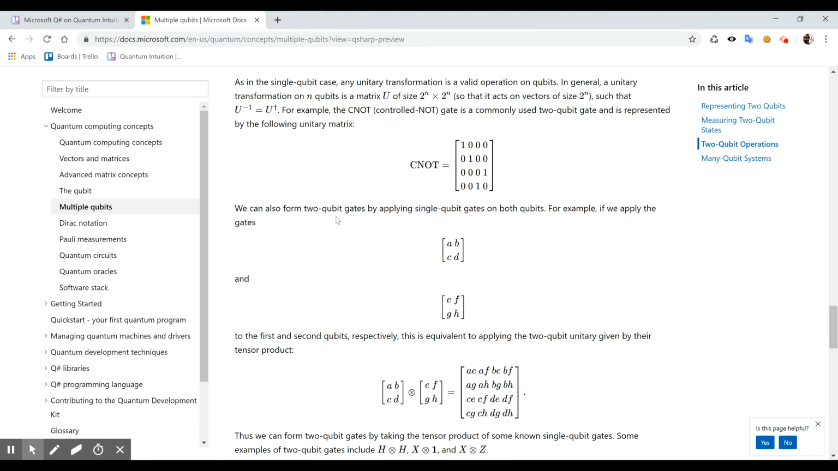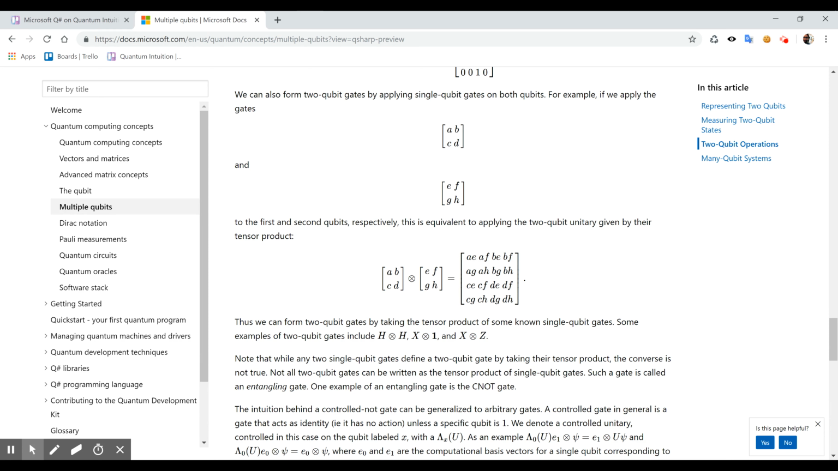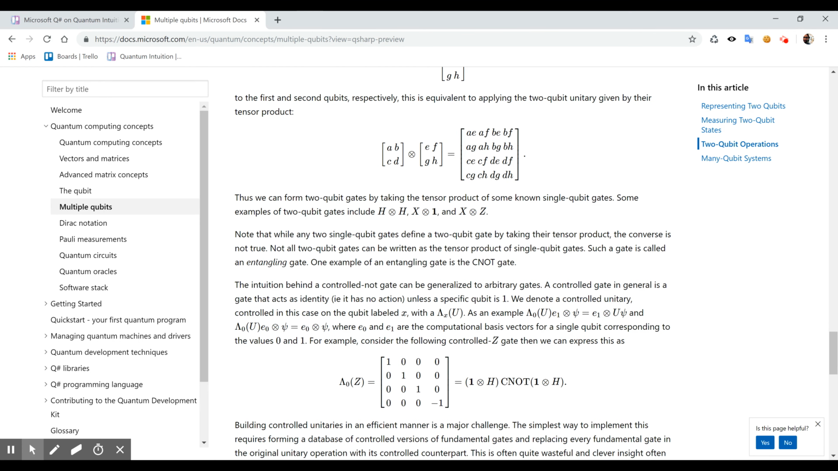We can also form 2-qubit gates by applying single qubit gates on both qubits. For example, if I apply these two gates, it's the same as applying this gate. Okay, so that gives you the tool set on how you make the mathematical representation of something for 2 qubits.